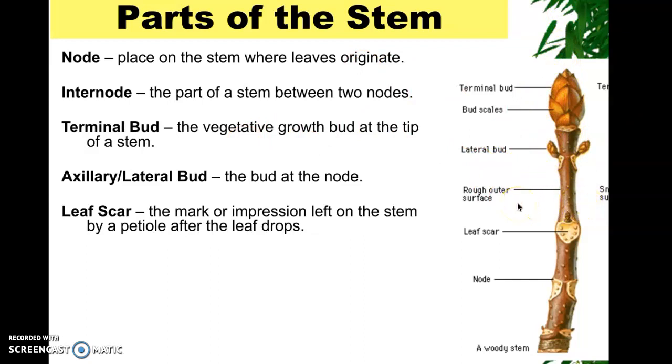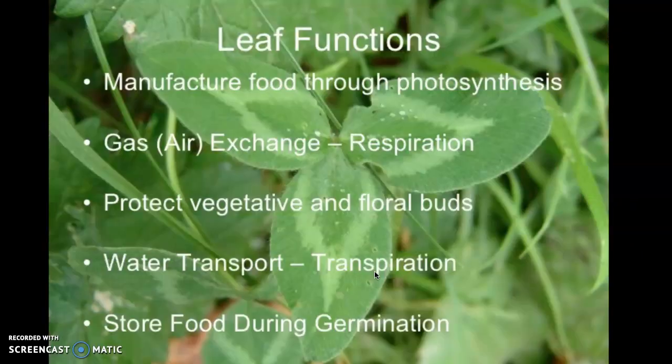This is the impression where a leaf used to be, and it leaves a scar on the stem where that petiole used to be. We'll learn what a petiole is, but it's that stem of the leaf. But that's what that is. So next time you go see a stem, see if you can identify any of those parts.